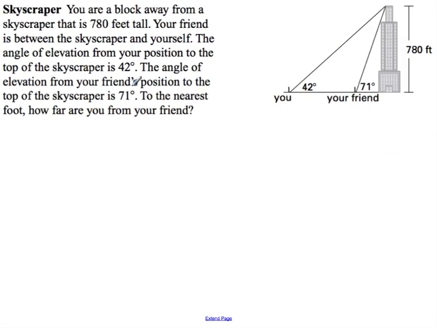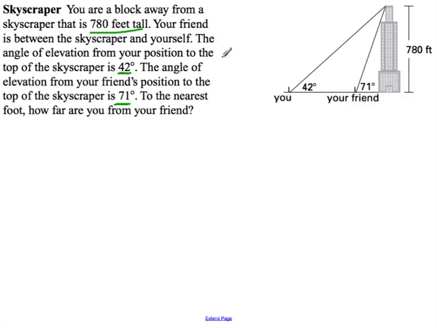The last problem is kind of a skyscraper problem, kind of interesting. Definitely a made-up problem. It's very ridiculous, very contrived to try to figure out what's going on. It says you were a block away from a skyscraper that is 780 feet tall. Interesting that you know the height of that. Your friend is between the skyscraper and yourself. The angle of elevation from your position to the top of the skyscraper is 42 degrees. The angle of elevation from your friend's position to the top of the skyscraper is 71 degrees. To the nearest foot, how far are you from your friend?